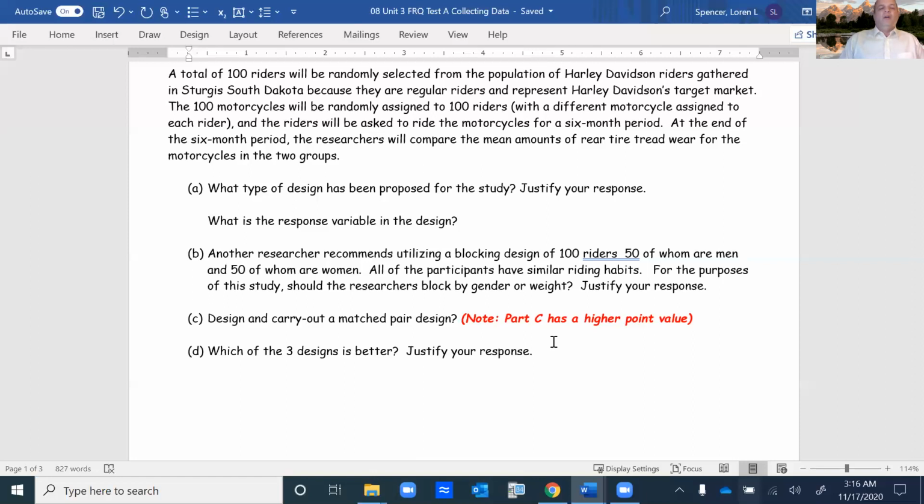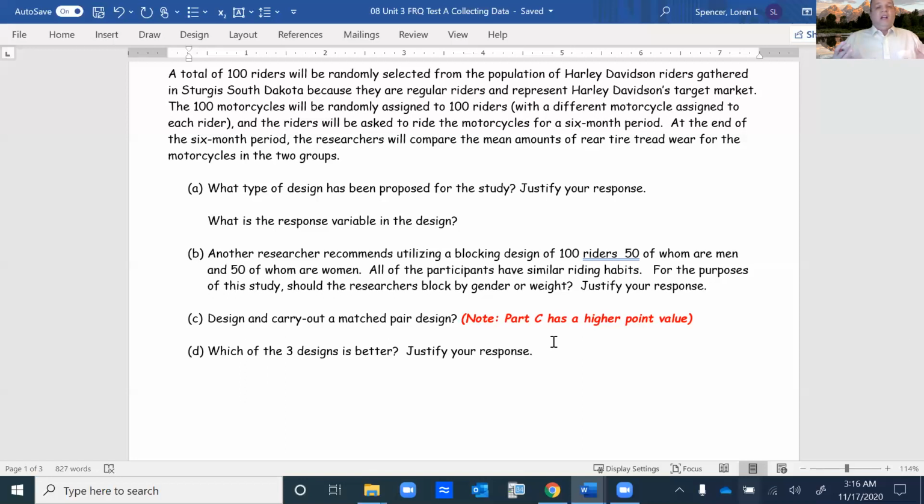In this scenario, the first thing we need to do is assign to treatment groups. Well, that means I need to know what my treatment groups are. So I'm going to say that treatment group A has the synthetic tire on the front and the standard compound in the back. Treatment group B has the standard compound in the front and the synthetic in the back. Now I need to assign my 100 riders.